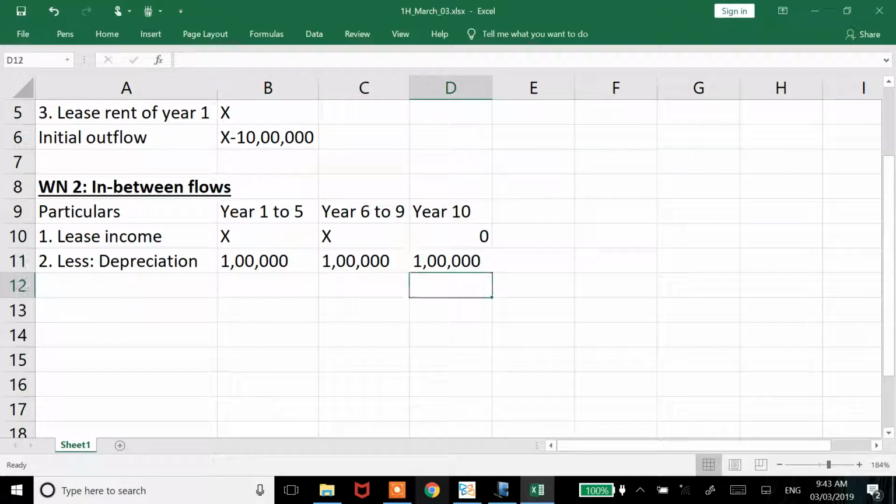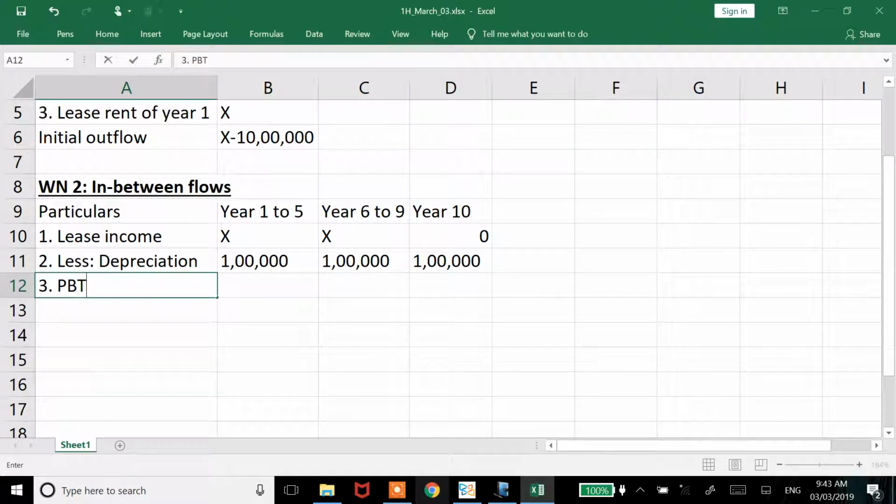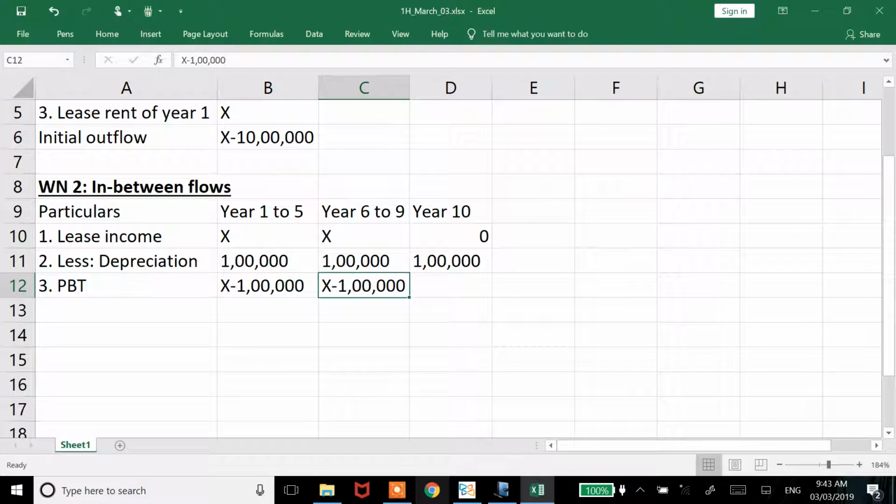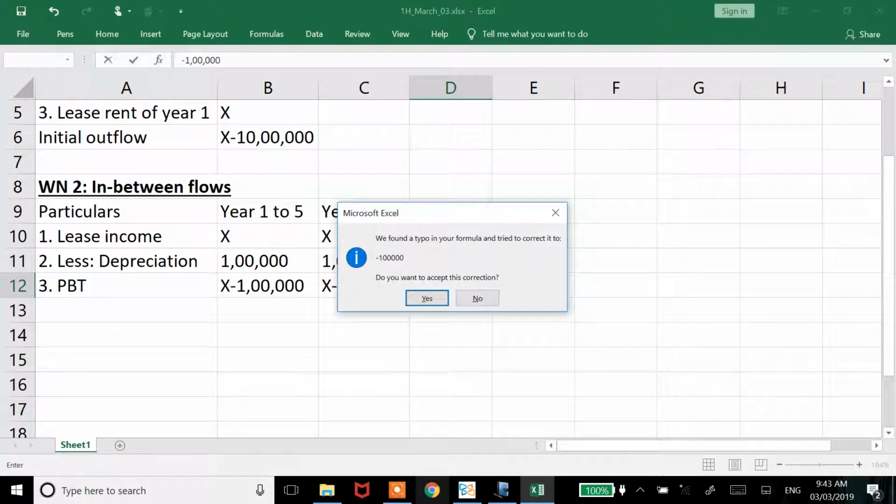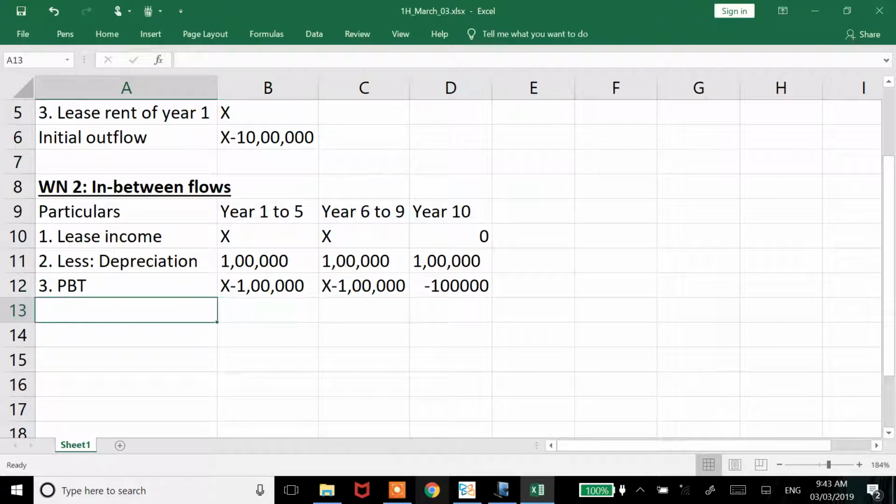1 lakh. PBT. In fact, PBT remains the same from year 1 to 9, but the tax rate will undergo a change. It's more because of the tax rate that we are mentioning it like this. Minus 1 lakh. PBT is X minus 1 lakh, X minus 1 lakh and minus 1 lakh. I wouldn't have distinguished between 1 to 5 and 6 to 9 if the tax rate was the same. The distinction will come only in year 10.